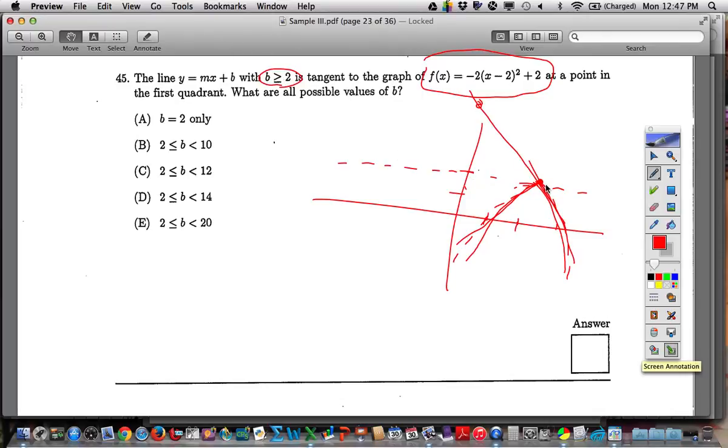But the question is, what are all the possible values of b? In other words, you could get one right here that's just a horizontal tangent line, right? And it would have a y-intercept of 2. And then as you go up and up, as you go farther down here, what's the... Oh, it's in the first quadrant. There we go. I was going to say, geez, I could go for infinity.